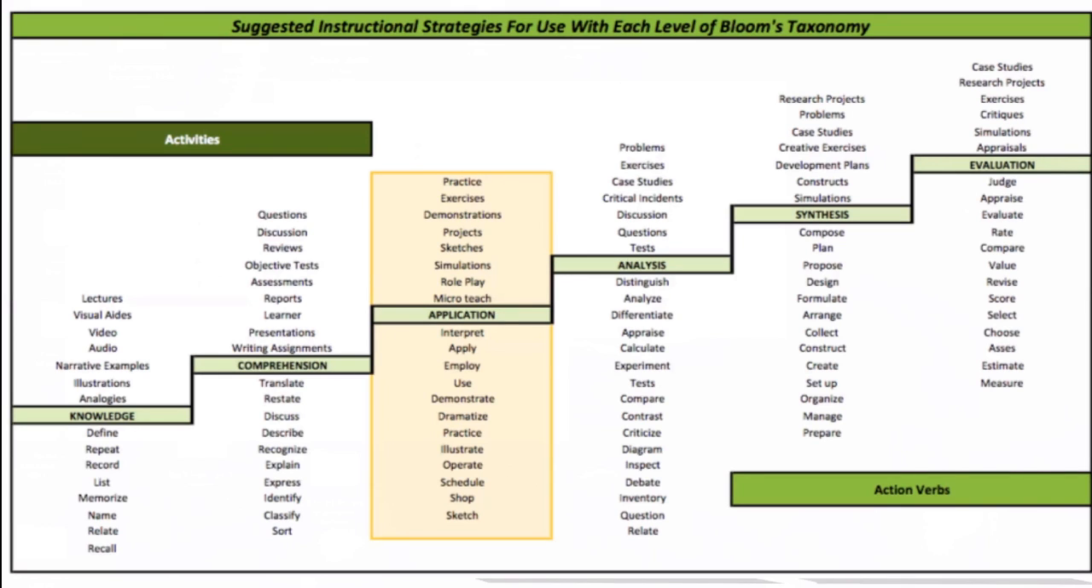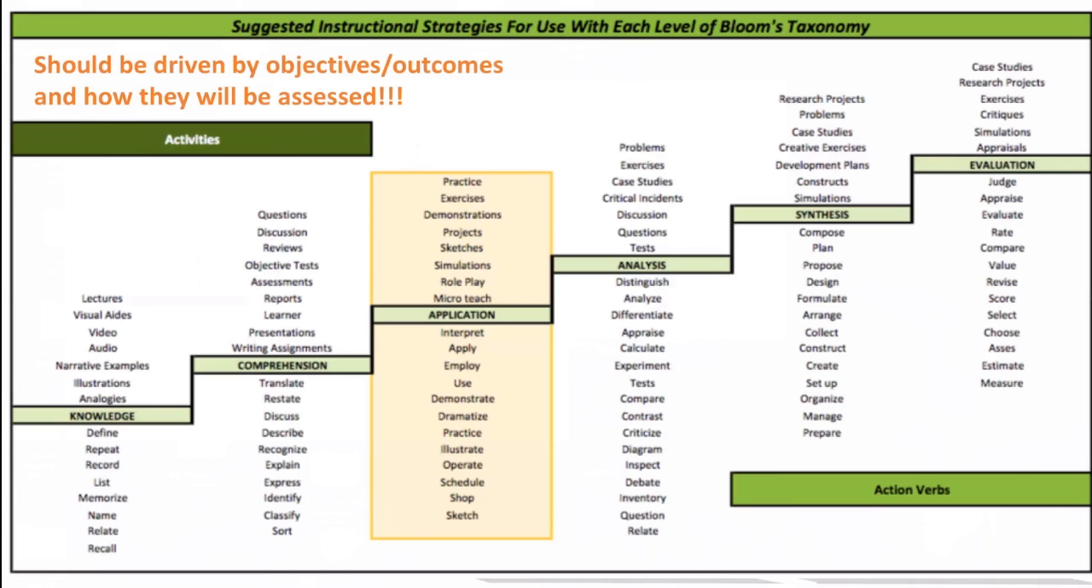So at the bottom, you have the action words, the action verbs of things that you want them to know or be able to do. And at the top, you have different types of activities that can help you to get them there. Keep in mind, these should be driven by your objectives and your outcomes and how they're going to be assessed. Does anyone have any comments or thoughts about this particular chart?